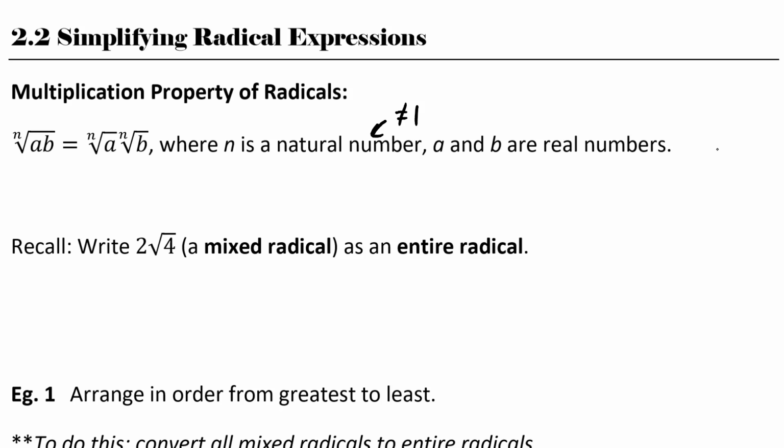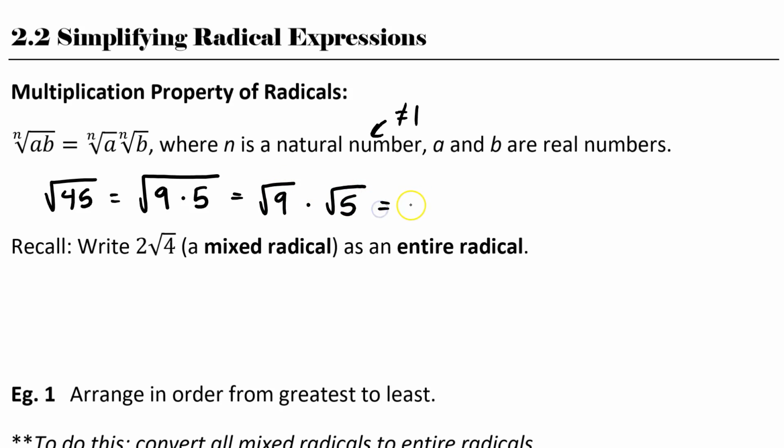And what I mean by this is we've been doing this the whole time. So if I were to say the square root of, say, 45, that's the same thing as the square root of 9 times 5, which is the square root of 9 times the square root of 5. And we know how to simplify that. That's just 3 root 5.